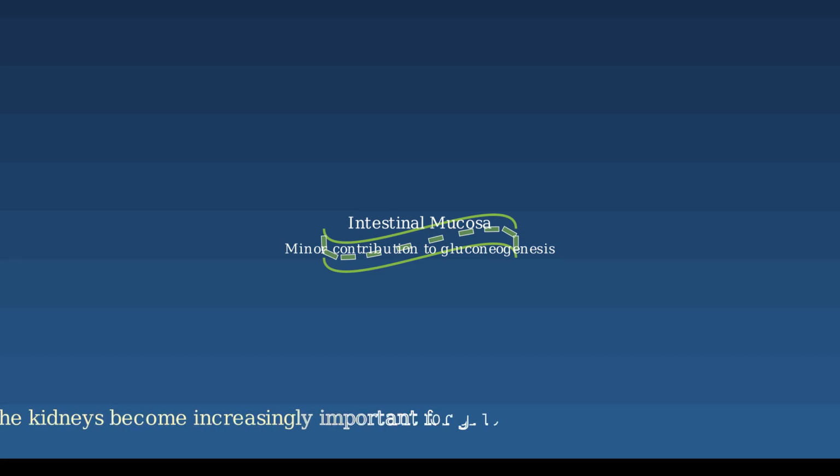Other tissues, such as the intestinal mucosa, can perform limited gluconeogenesis. However, they are considered minor contributors to overall glucose production compared to the liver and kidneys. Understanding the secondary locations of gluconeogenesis, particularly the kidneys, is important for comprehending how the body maintains blood glucose levels during different physiological states.